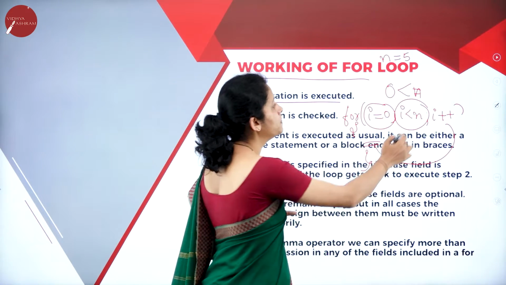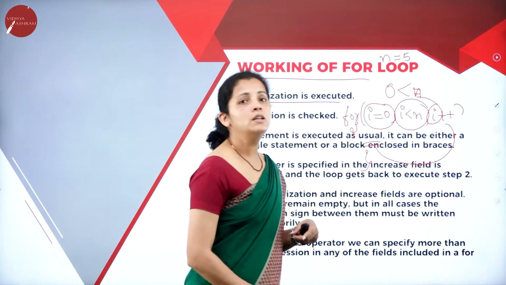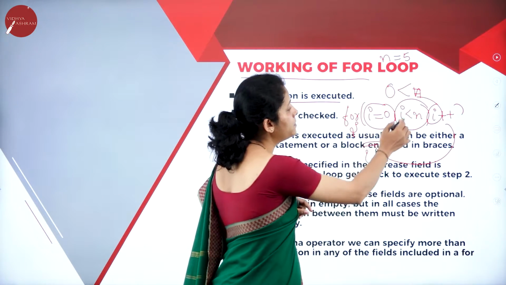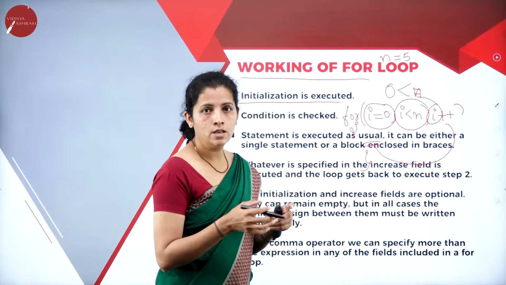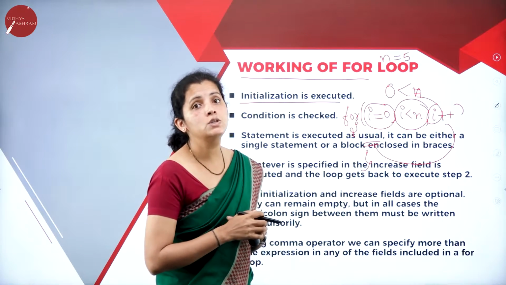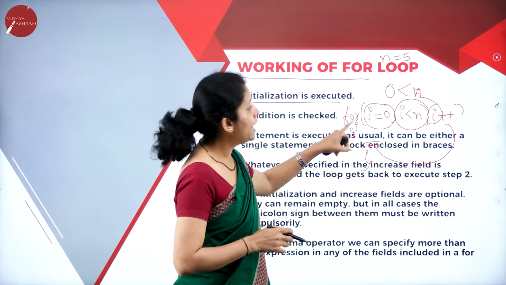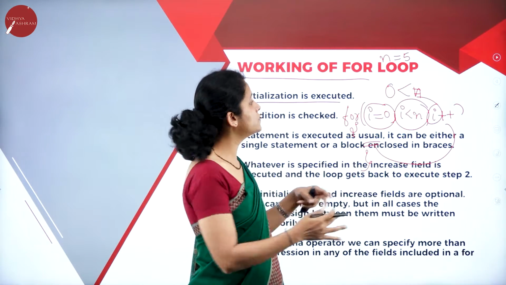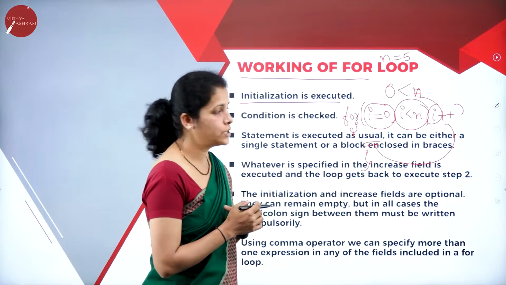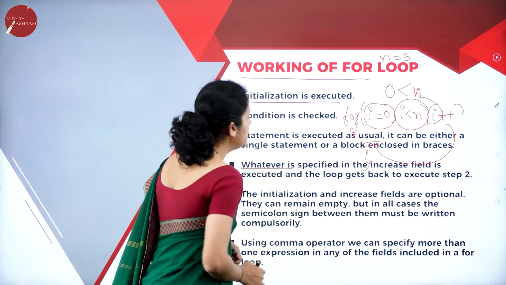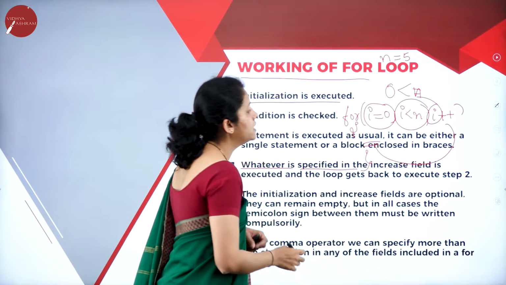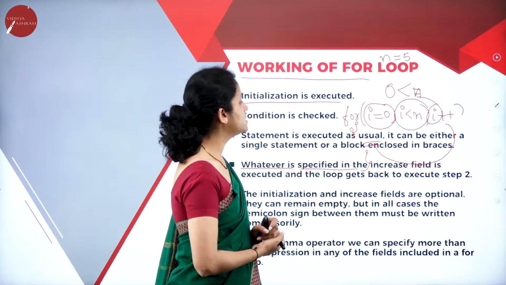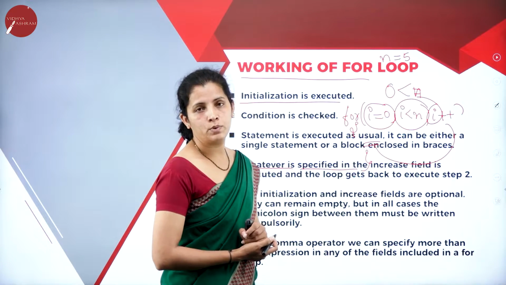So this is the variable used to decide the loop. Which is the variable here? That is nothing but i. So the i variable is used to declare and identify the looping. That means how many times this for loop is going to execute. Whatever is specified in the increment field is executed and the loop gets back to execute step 2.